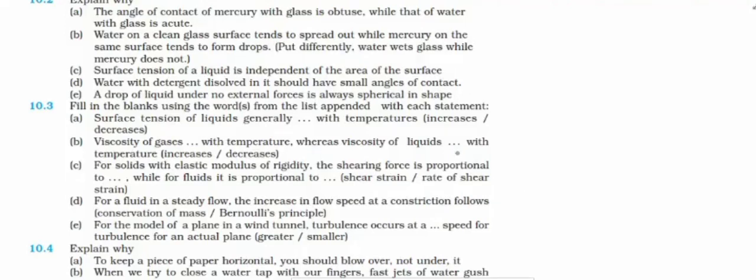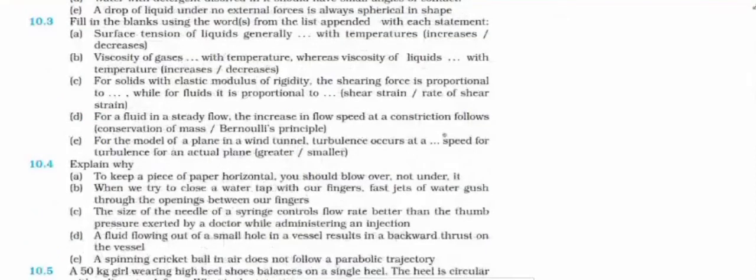Then next, question 3, fill in the blanks. Surface tension of liquids generally decreases with the temperature. Why does it decrease? Because when temperature increases, the molecular motion increases. It will reduce the cohesive force among water molecules. Therefore, we can say the surface tension decreases on increasing temperature.